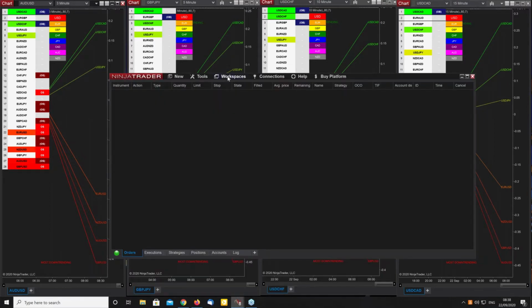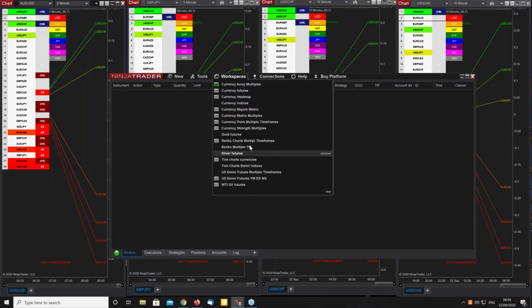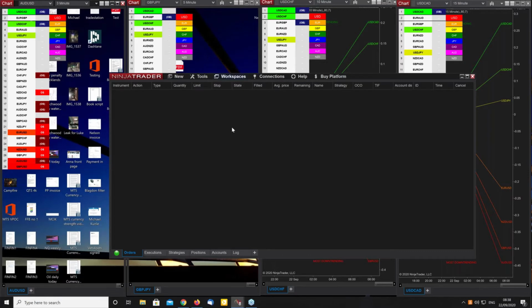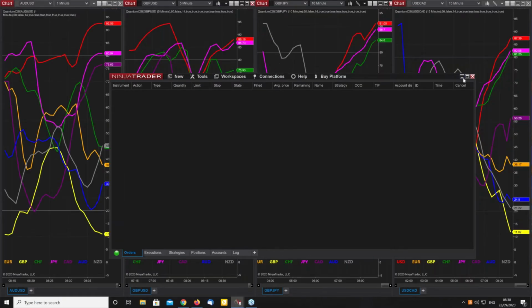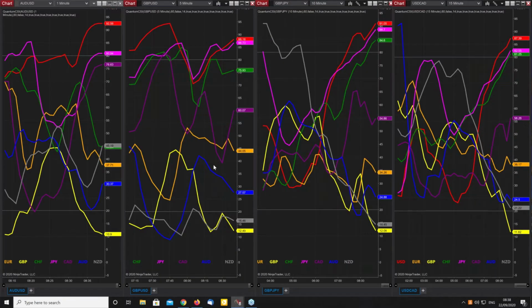Let's just head back onto the chart. Actually, let's go to the multiple CSIs. Where are we? Let's have a look. Currency strength multiples, there we go. See where we are. And this is what we're seeing right now. This is on 1 minute, 5 minute, 10 minute, and 15 minute.